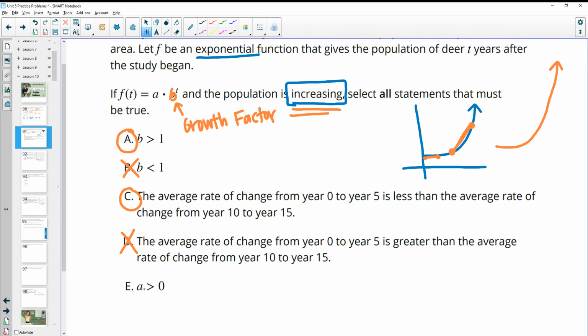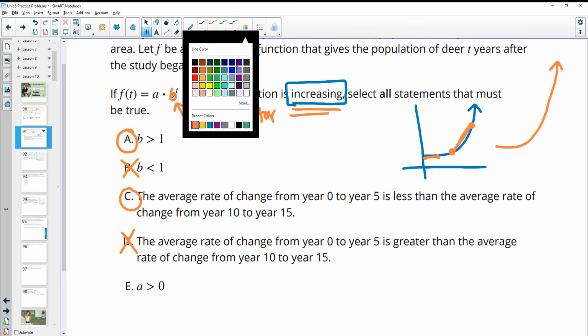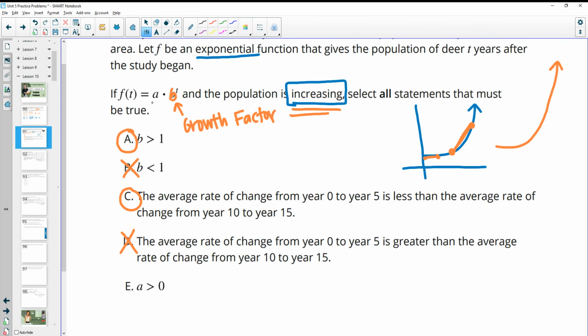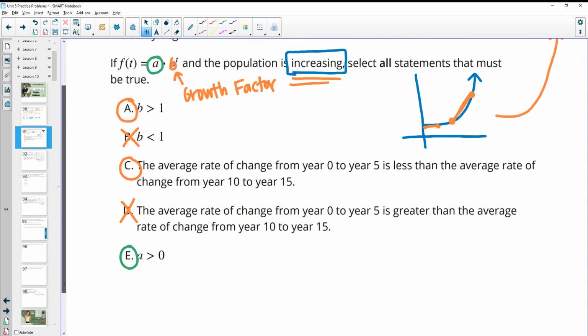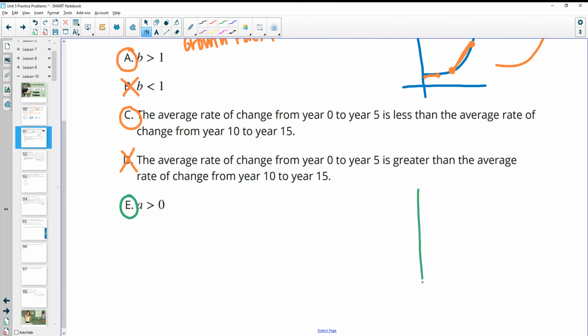And then it says that A needs to be greater than 0, and A is that initial population, and that is also true. If A was less than 0, then you'd have something like this. And then all the numbers are negative. And so then first of all, the population can't be negative. Second of all, if it was, then all of the numbers would be negative, so they wouldn't be increasing.